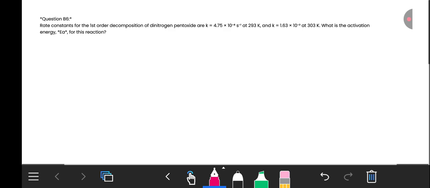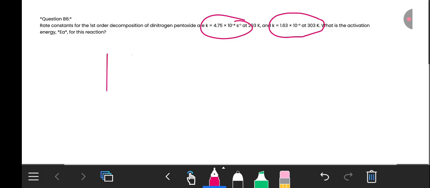So that is the first rate constant, and the temperature there is 293 Kelvin, and the second rate constant is that, and the temperature is 302 Kelvin. What is the activation energy for this reaction? So we've been given two rate constants. The first one is 4.75 times 10 to the power negative 4 per second, and the second one is 1.63 times 10 to the power negative 3 per second also.